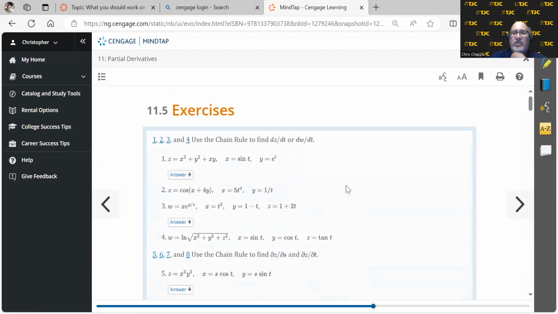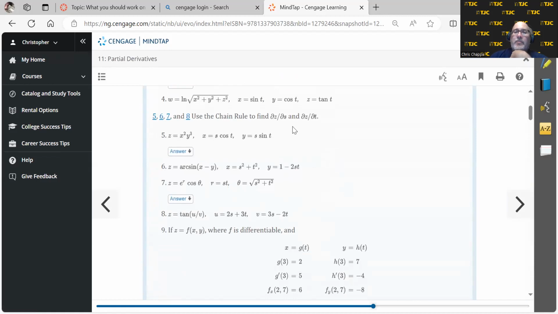Use the chain rule to find the partial derivative of z with respect to s and the partial derivative of z with respect to t. And in number 8, we have z equals tangent of u over v, and then u equals 2s plus 3t, and then v is equal to 3s minus 2t.